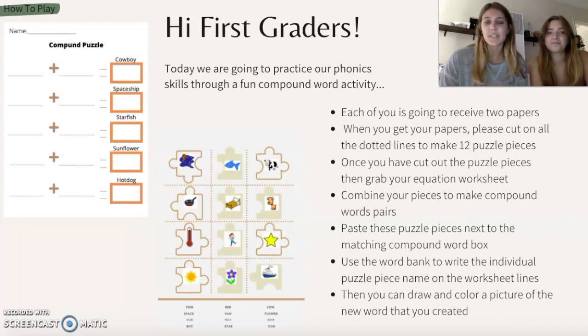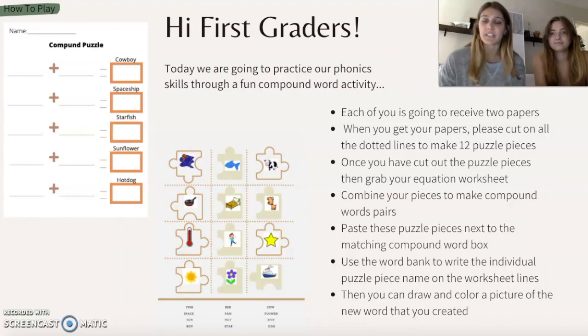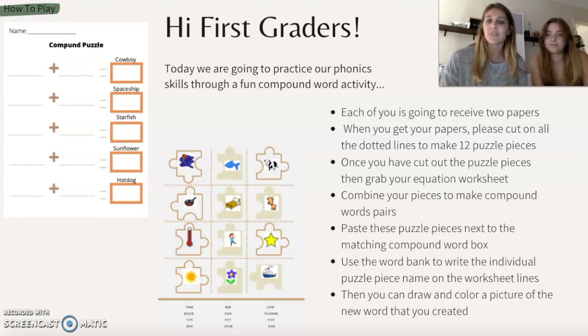So we are going to be doing this for first grade as that is where the standard normally falls. And so this whole page is talking about what we would do if we were speaking to first graders. So the whole point starts with, today we are going to practice our phonics skills through a fun compound word activity. And you can see the two worksheets joined with that activity on the side. We would say each of you is going to receive these two papers. And when you get your papers, please cut out on the dotted lines to make 12 separate puzzle pieces.